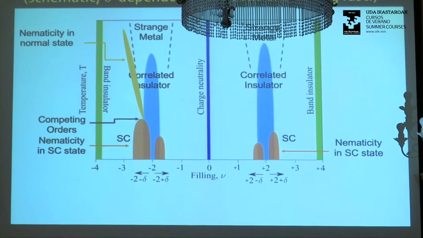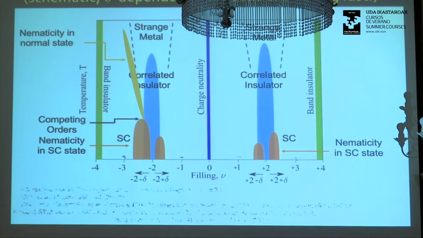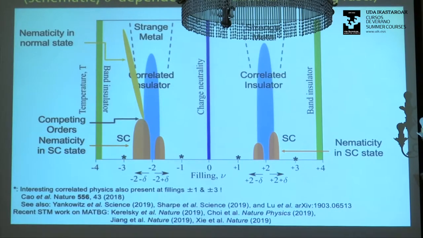Now, I'm only going to mention briefly, I'm not going to dwell too much on this, but by now, a lot of people, including ourselves, have seen also that interesting physics happens not only when you put two electrons or two holes per moiré unit cell, but when you put one or three electrons or one or three holes per moiré unit cell. Interesting physics also happens there, including topological effects. I will discuss them very briefly, okay? There is an enormous amount of papers recently showing a lot of very interesting phenomenology.